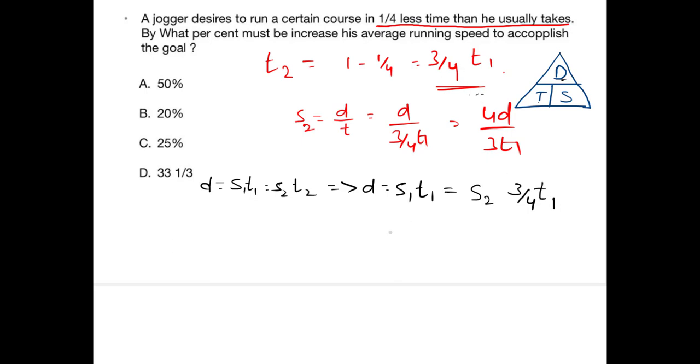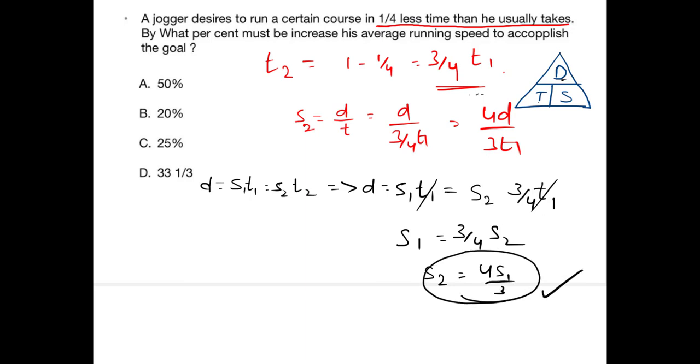So after this, speed 1 will be written as 3 by 4 speed 2. By cancelling this we'll get speed 1 is equal to 3 by 4 speed 2. So speed 2 will be 4 S1 by 3. Okay, this is what we got for speed 2.